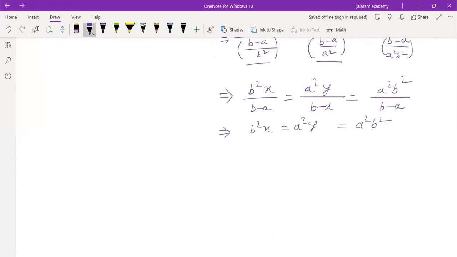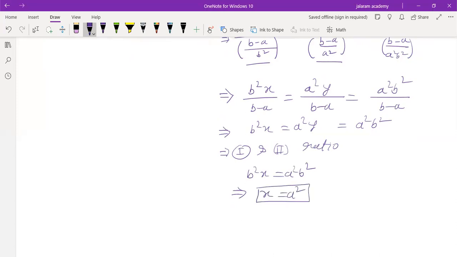Now we take first and second ratio. So what will be the result of that? b square x equals a square b square. b square will be cancelled out from both. So x equals a square.